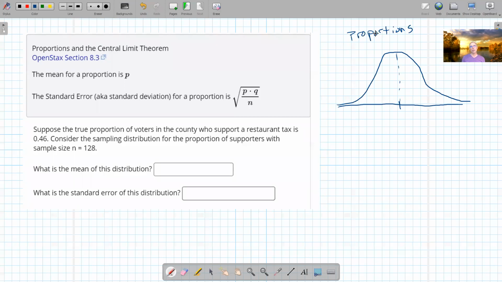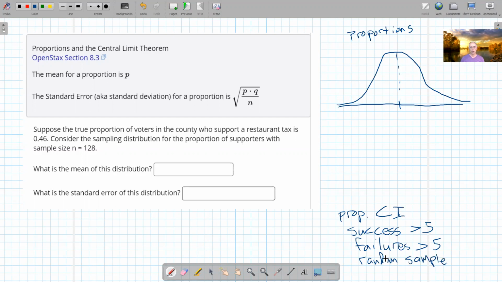And there was a critical thinking question about this, like when we're allowed to make calculations on a proportion to do confidence intervals. And if you think about that, you might remember for a proportion confidence interval, if the number of successes is greater than 5, and the number of failures is greater than 5, and I had some kind of random sample, then I can follow through with this math. Random sample. So you may remember that critical thinking question from a while back, 2 weeks ago.